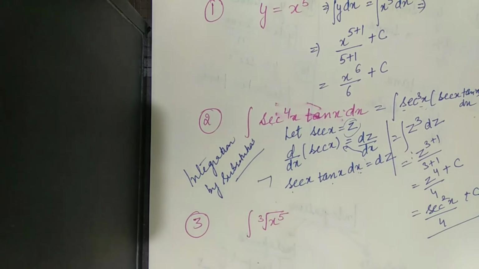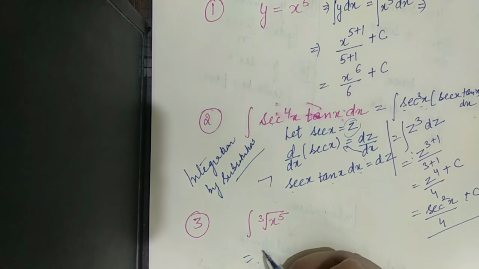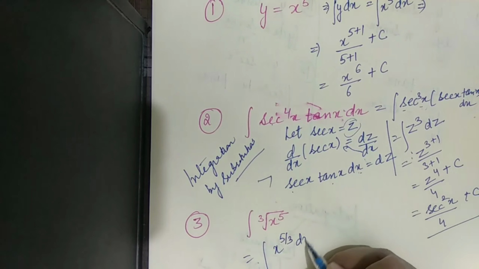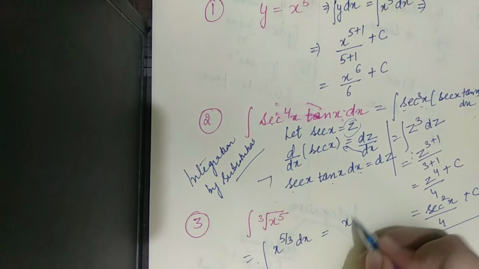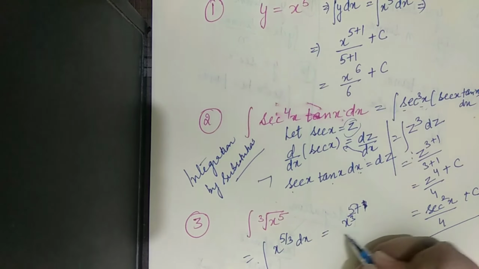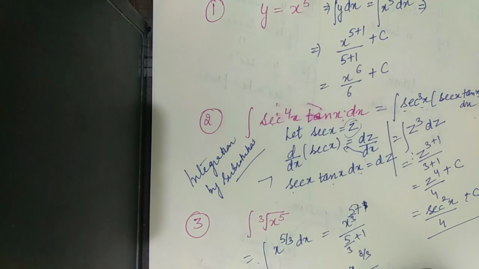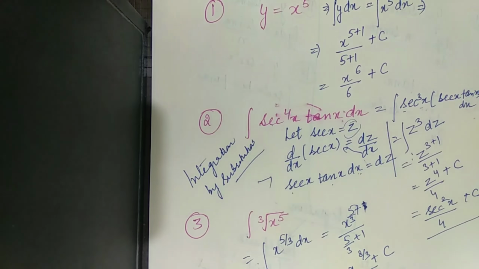So let's have another formula. That's a very simple one: x raised to power 5 by 3 dx. So simply x raised to power 5 by 3 plus 1. Taking the LCM, that will be 8 by 3, so x raised to power 8 by 3 divided by 8 by 3, plus c.